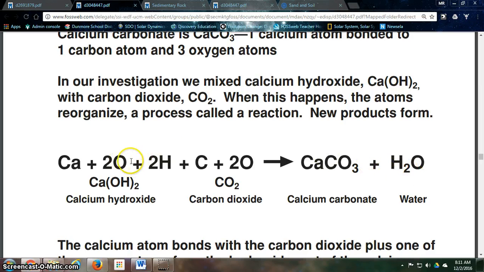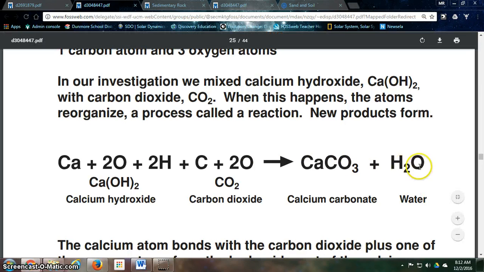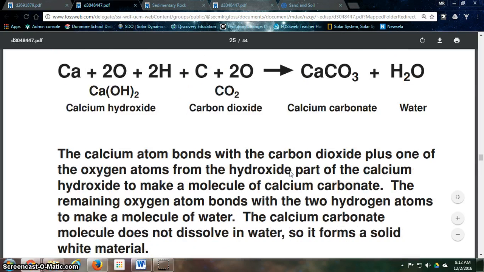And we can see here from the way this chemical formula is set up, all of the individual atoms and ions that we started with are the same on the other side as well. So we start off with 4 oxygens, and we end up with 4 oxygens on the other side. 1 calcium, 1 calcium, 1 carbon, 1 carbon, 2 hydrogens, 2 hydrogens. So everything gets balanced out on the other side.